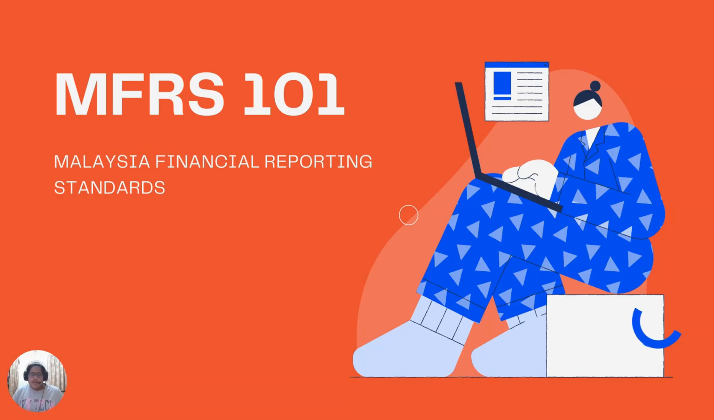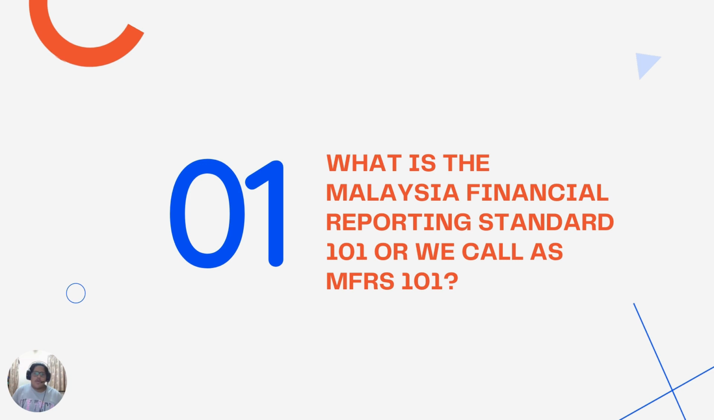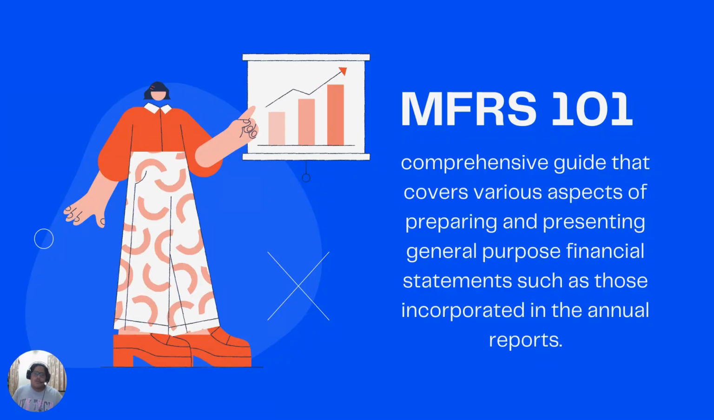Today I want to talk about MFRS 101, the Malaysian Financial Reporting Standards. What is MFRS 101? The definition of MFRS 101 is a comprehensive guide that covers various aspects of preparing and presenting general purpose financial statements, such as those incorporated in the annual reports. Another name for it is Presentation of Financial Statements, MFRS 101.